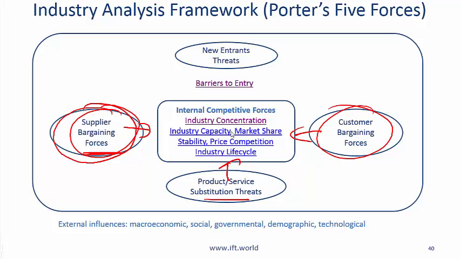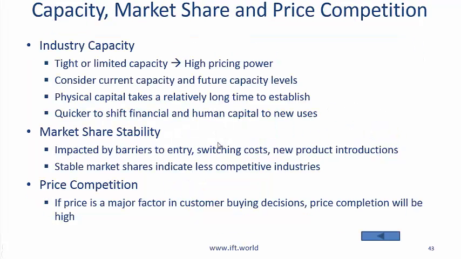Next, we look at industry capacity, market share, and so on. These are all quite testable points, and it's a very long reading, so what I'm trying to do is at least highlight the points that I want you to remember. So with regards to industry capacity, if we have tight or limited capacity, that would mean high pricing power. So companies are producing at full capacity, so it is relatively easier for them to raise prices.